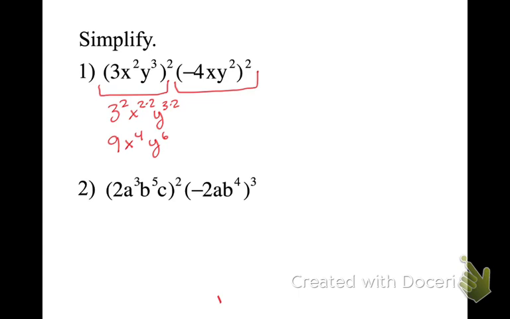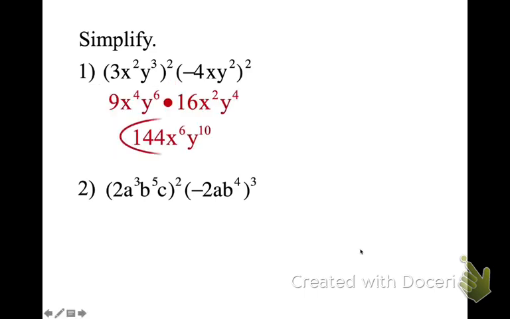And over here, we're still multiplying because the parentheses next to each other mean multiply. I'm getting negative 4 squared, x squared, y to the 2nd times the 2nd. So that becomes 16 x to the 2nd, y to the 4th. Okay. That is, let's do this. 9 times 16 is 144, x to the 6th.